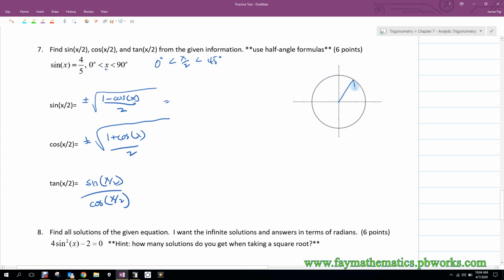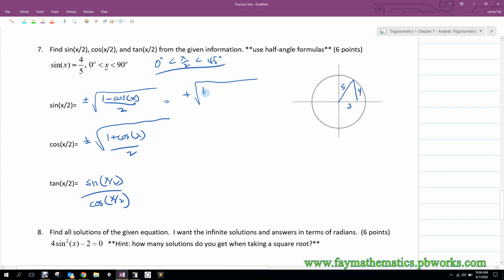Sine is 4/5. So remember, sine is 4. That's 5. That makes this 3. So then I know my angle should be between 0 and 45 degrees. So I know this is going to be a positive y value, because all your y values between 0 and 45 degrees are positive.